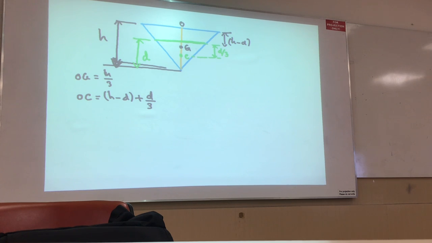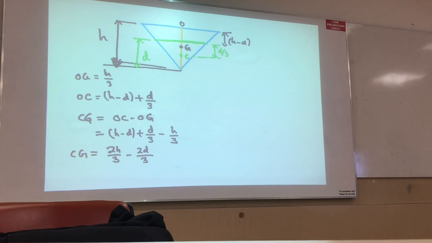So what is the value of CG? CG becomes OC minus OG, correct? From geometry, I just copy and paste. What is OC? H minus D plus D by 3. What is OG? H by 3, right? So what can I write? 2H by 3 minus 2D by 3, correct? This is CG.